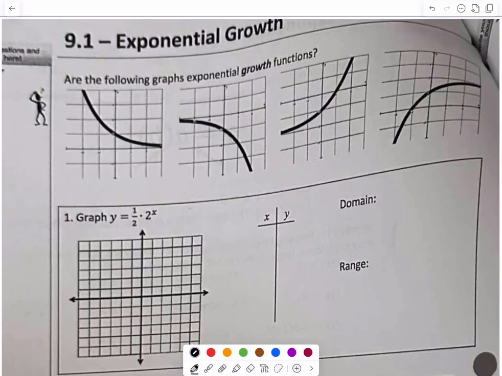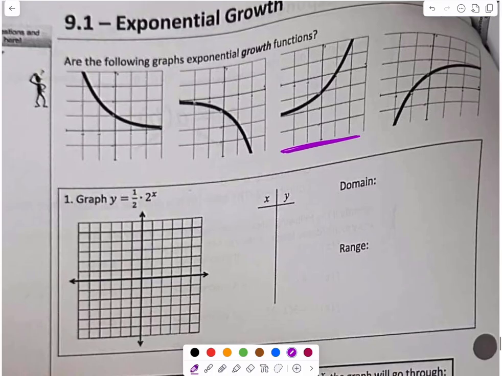The only one that's really behaving like exponential growth, I would go with just this one. You might be able to argue some of the other ones, and you might be able to argue the last one. But yeah, that's the only one that I know is safe.